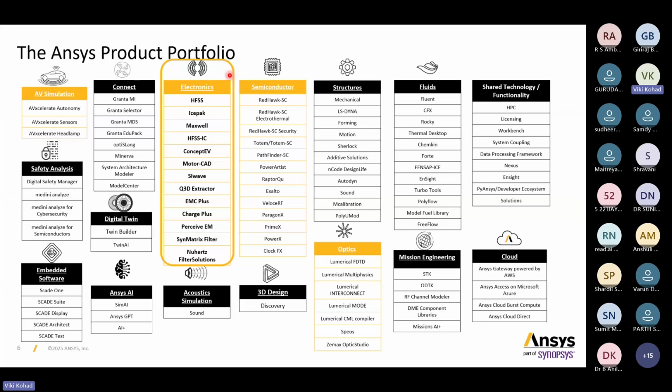The electronics segment is divided into two parts, the low frequency part and the high frequency part. For the low frequency part, the tools are iSpec, Maxwell, Concept TV, and Motor-CAD. These are the four main tools for the low frequency domain. The other tools you can see here are for high frequency, like HFSS for antenna design, SIwave, and Charge Plus. Then the structural tools are used to check the structural reliability of any transformer or inductor application.